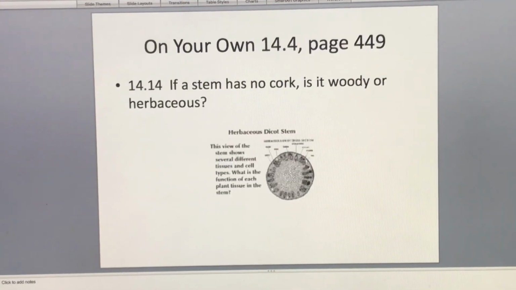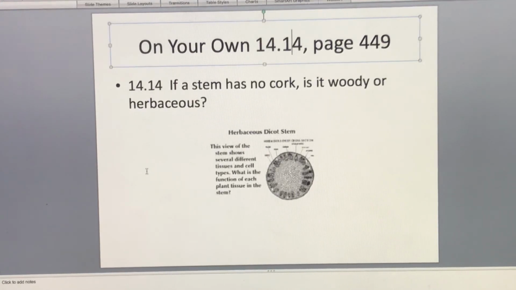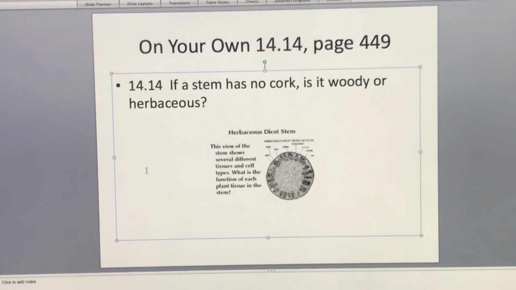All right, let's look at the on your own questions. Number 14 says, if a stem has no cork, is it woody or herbaceous? Well, the answer would be that it's herbaceous, because all woody stems have cork.